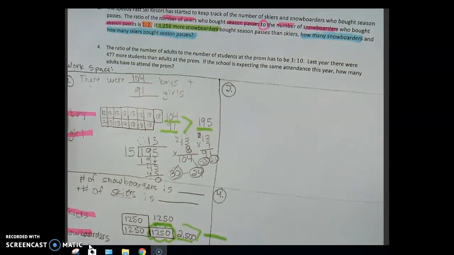I could find the total, but I don't need to, so I'm going to be lazy. So now going back up here, number of snowboarders. Be careful. Where is that in your information? And it's the total number of snowboarders and then the total number of skiers.